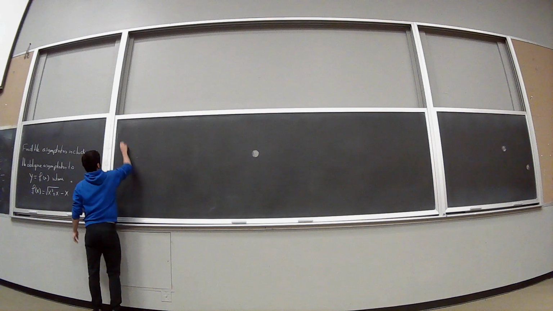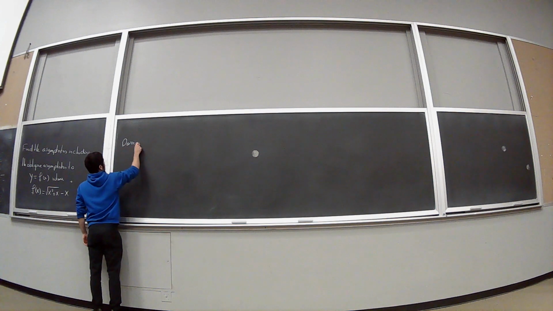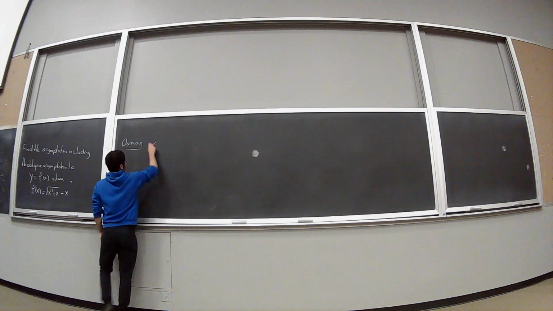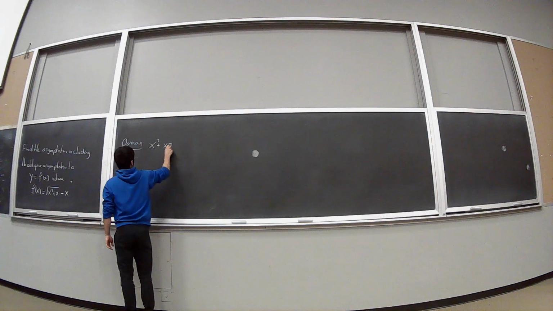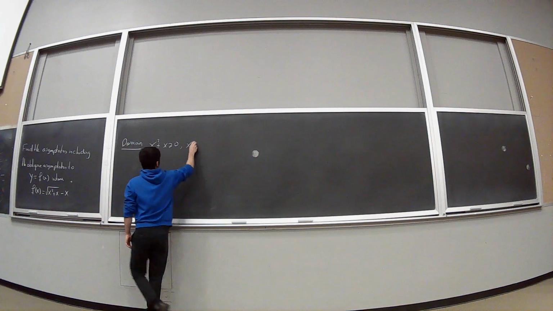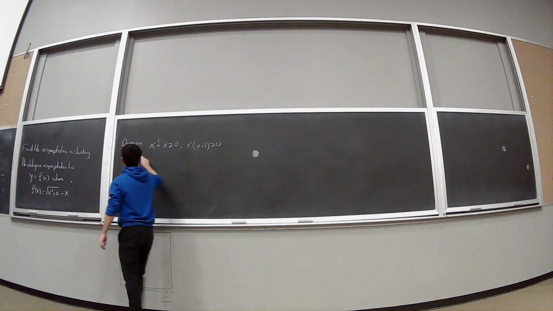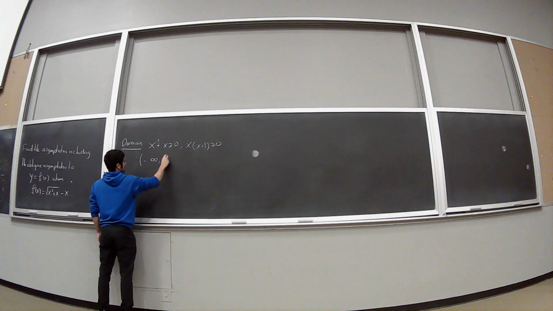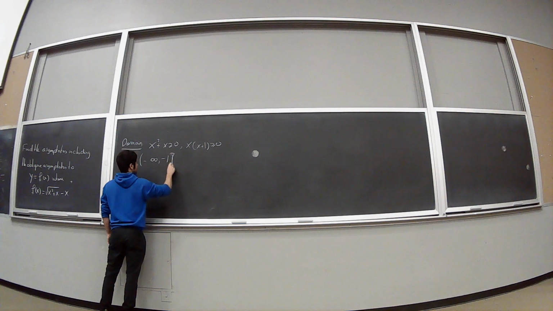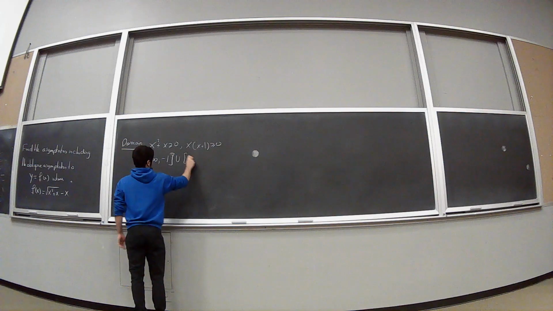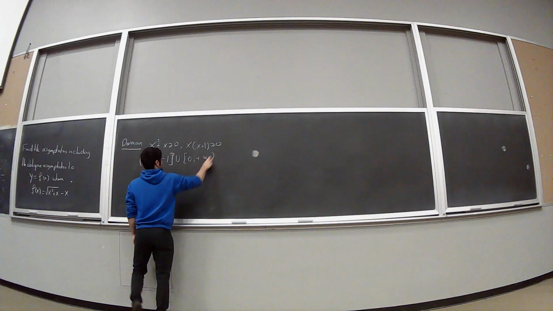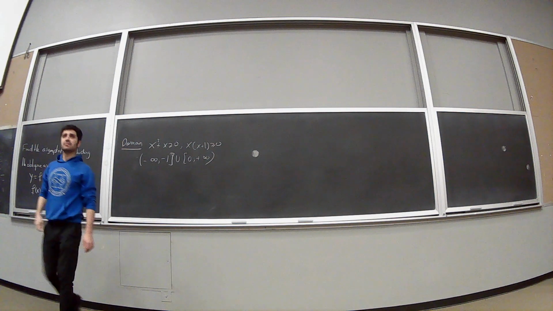Domain: we need that x squared plus x is bigger or equal to 0. So x times (x plus 1) is bigger or equal to 0. So the domain really is minus infinity to minus 1, closed, union 0 to infinity. Isn't that right?